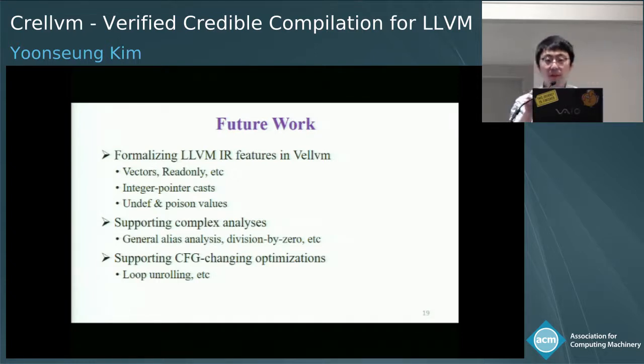For the first question, actually, we use refinement, but for presentation purposes, we just said it's equivalence. So actually, what we check is refinement between the source and the target.